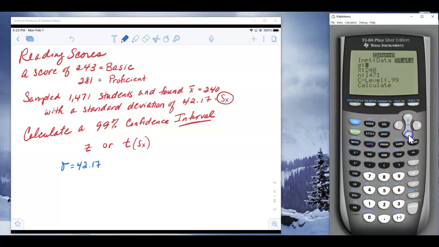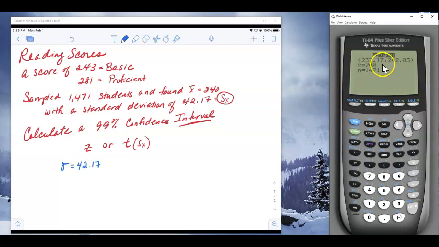So if they happen to have told me that the population standard deviation was 42.17, it looks very, very similar. We're going to go over here. Notice they changed the symbol for you as well. It's no longer S sub X, right? They're saying what's the standard deviation for the whole group? You put in 42.17. We still have 240 was the average. This is all still the same. And we can calculate that out as well. So again, this is just going to give you the low interval, the high interval. If you want the point estimate, you're going to have to find the midpoint and work backwards from here.